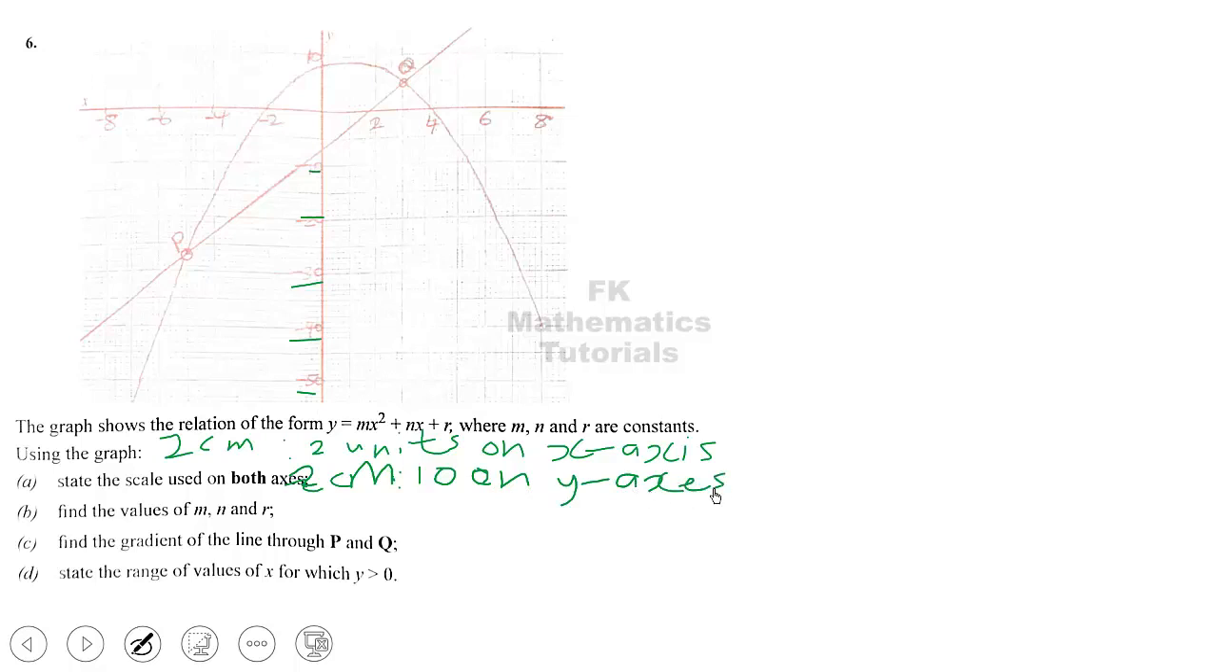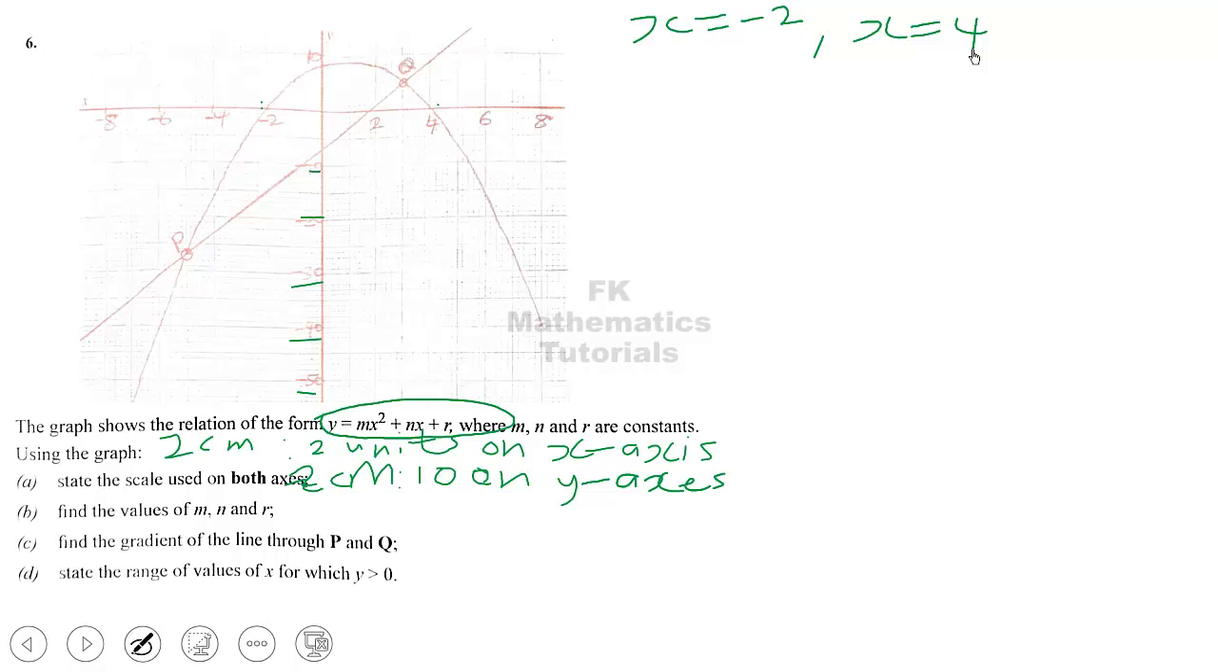Then find the values of m, n, and r. To find those values, we need to find the equation of the curve in this form. So let's begin. We can see that the curve has x-intercepts at x equal -2 and x equal +4.